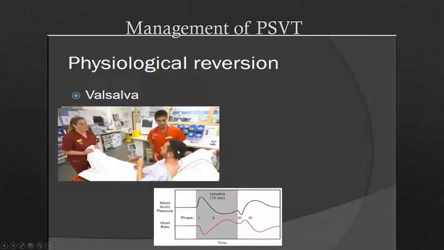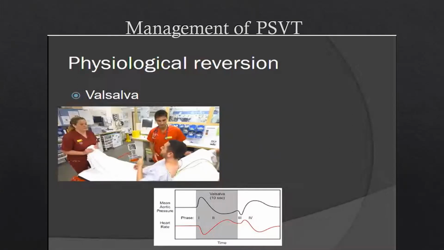So how to treat? First, we should know the aim of treatment. The aim of treatment is to stop conduction through the AV node for long enough that the SA node will take over as primary pacemaker. And we can do this in the ED, either physiologically or medically.